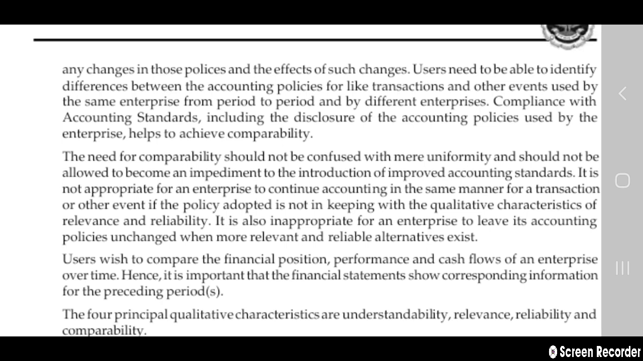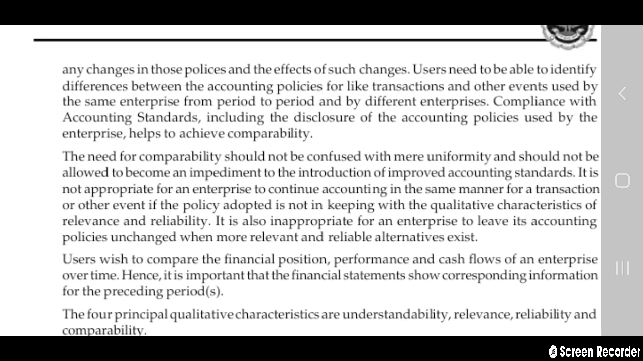So next, compliance with the accounting standards includes the disclosure of the accounting policies used by the enterprise, and it helps them to achieve comparability. The need for comparability should not be confused with mere uniformity, and should not become an impediment to the introduction of improved accounting standards.